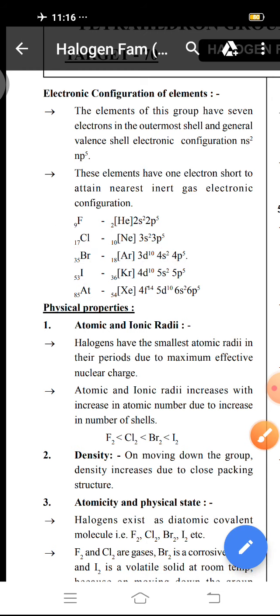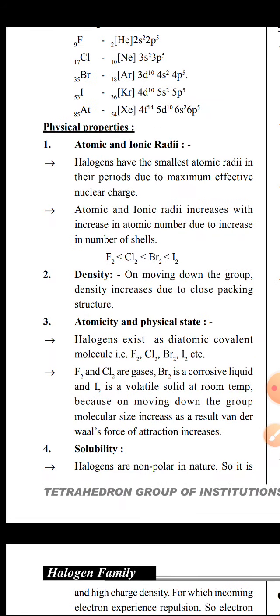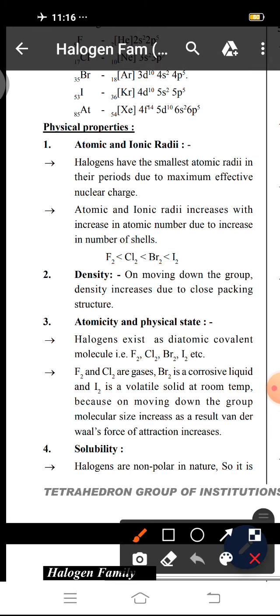Let us discuss their physical properties. The first physical property is atomic radii and ionic radii. In the periodic table, group 17 is present almost towards the right.